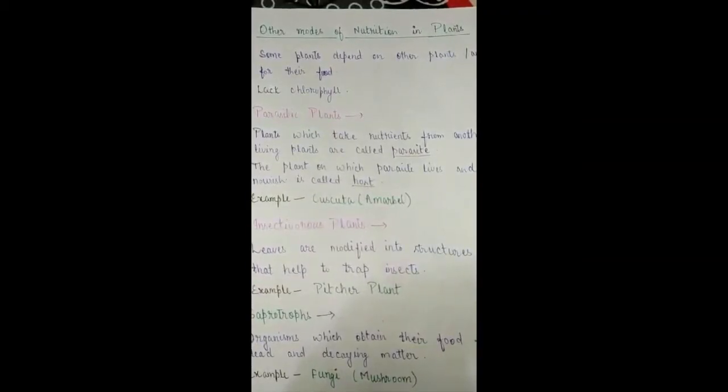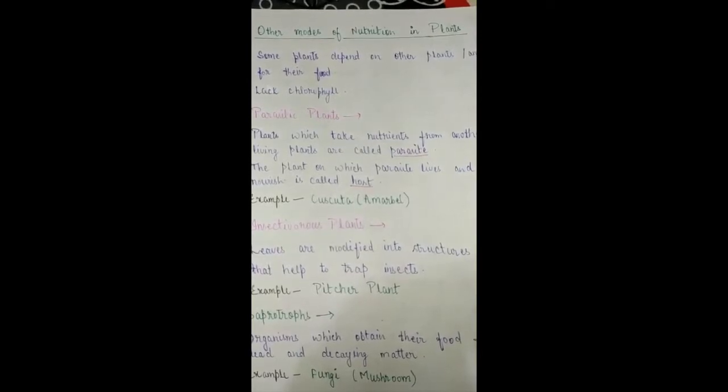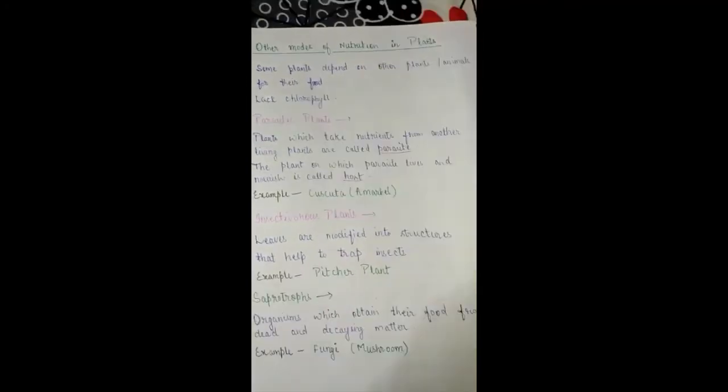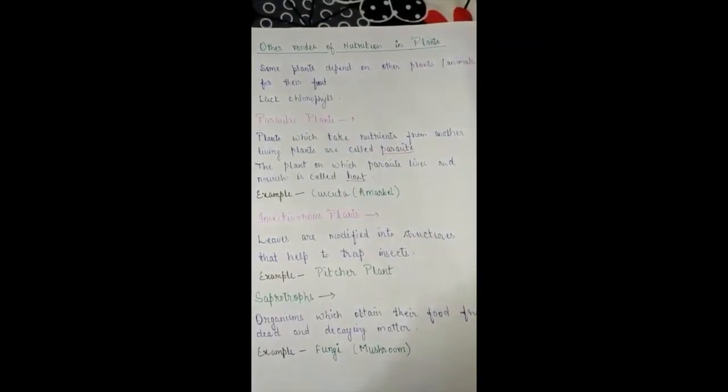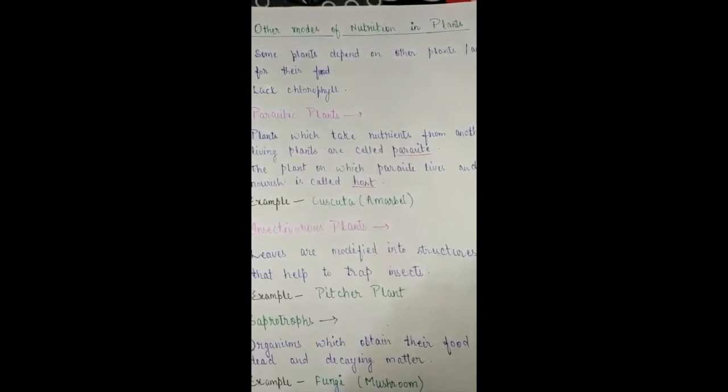So far, we have discussed the autotrophic mode of nutrition in plants. Now, let's read about other modes of nutrition in plants that are categorized under heterotrophic mode of nutrition. Some plants depend on other plants or animals for their food. They lack chlorophyll. As we have already learned, plants require chlorophyll for preparing their food. If it has no chlorophyll, then how would it prepare food?